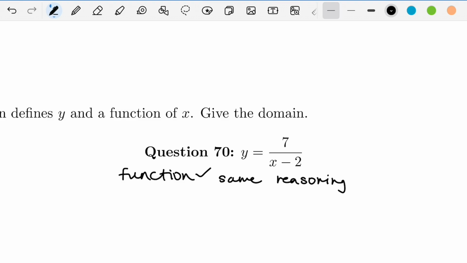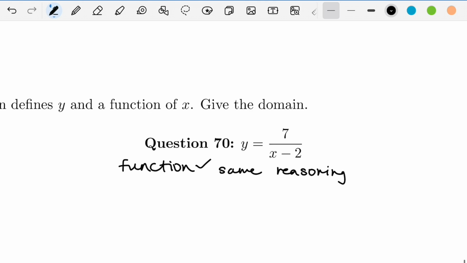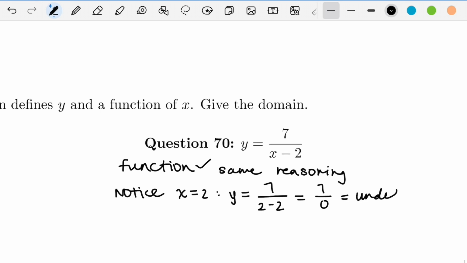Okay. But there's something super important to note about this equation here. So notice, if I were to take the value x is equal to 2 and plug that into this equation, we're going to get y is equal to 7 over 2 minus 2, which is the same as 7 over 0. Now remember, you can never divide by 0. This is going to be undefined. So this tells us that at that point, x is equal to 2, this function is undefined. So this value is not going to be in our domain.